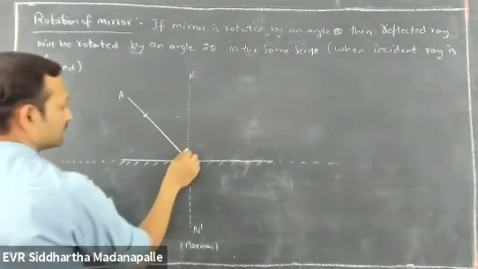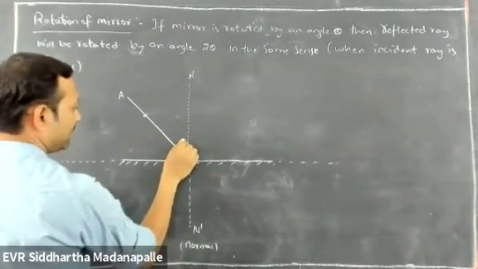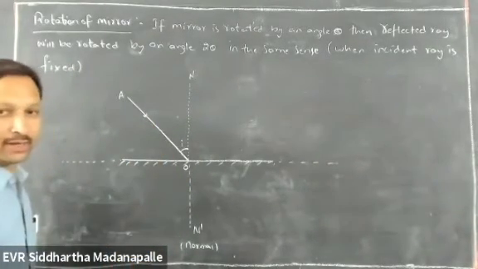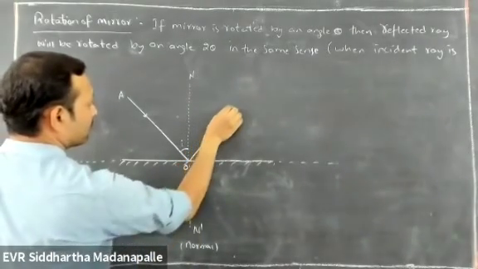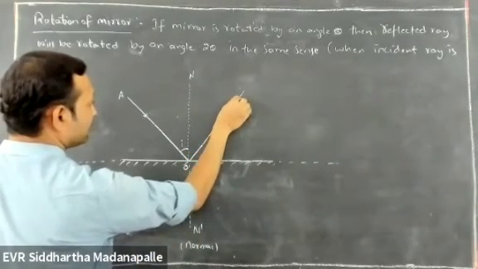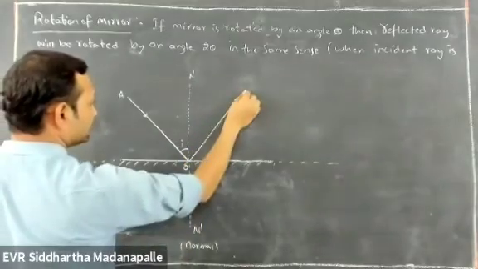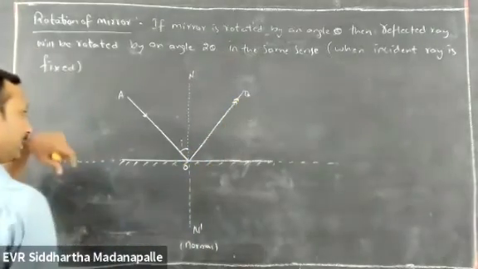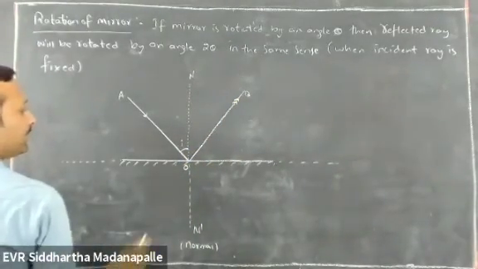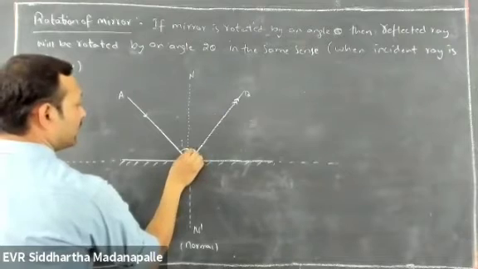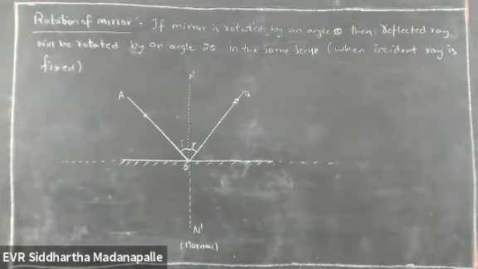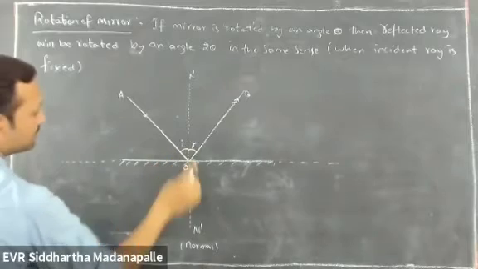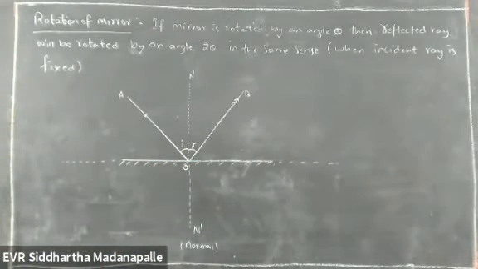Now, let us consider I is the angle of incidence, the angle made by the incident ray with the normal. So due to the reflection phenomenon, the ray OB is reflected. So OB is the reflected ray. It makes an angle of reflection R. Now here, according to the laws of reflection, the angle of incidence is equal to the angle of reflection.